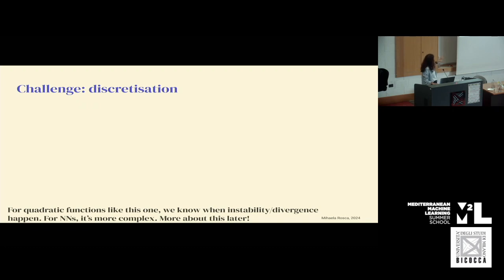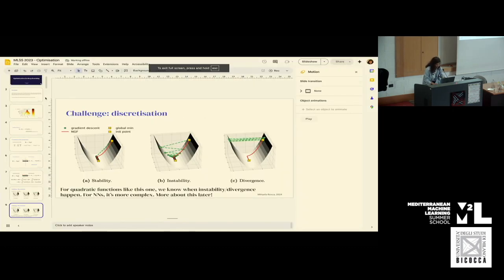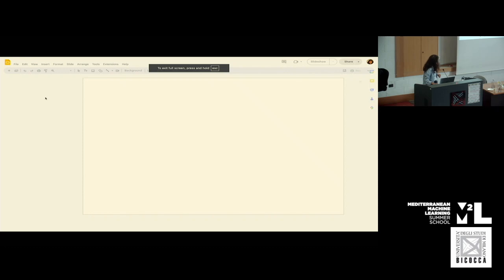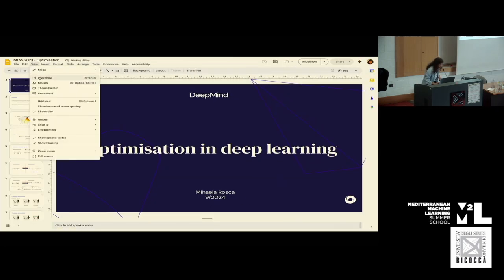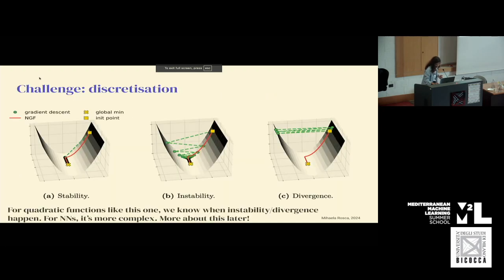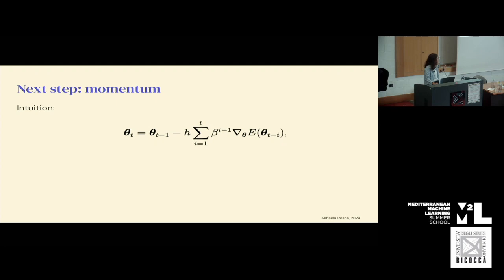So for quadratic functions like this one, we know exactly, actually, in which of these cases we're going to be, and that depends on the curvature of the loss. But we will see that for neural networks, it becomes a bit more complicated.